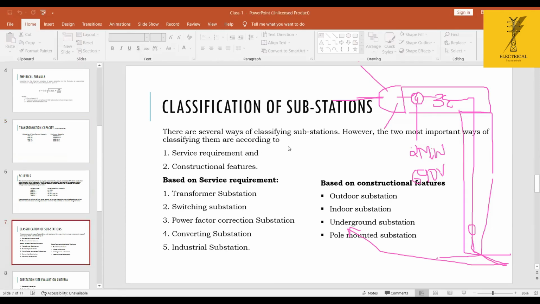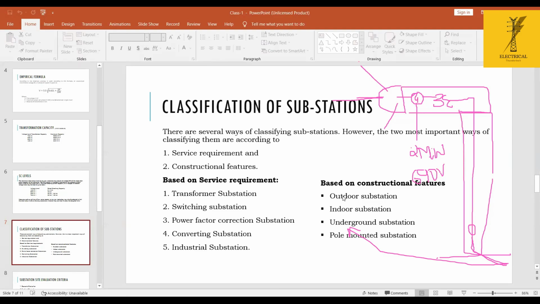We have to classify the substation based on two things. One is the service requirements, the other one is the constructional features. As I said before, based on the service requirements, there are the transformer substation, switching substation, power factor correction substation, converting substation, or industrial substation. These are the substations related to the service requirement. And coming to the external construction features, there are the outdoor substation, indoor substation like GIS, underground substation, and pole mounted substations. So these are based on the constructional features.